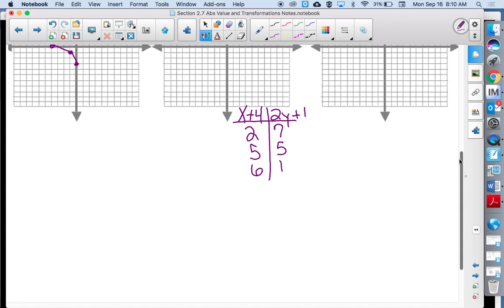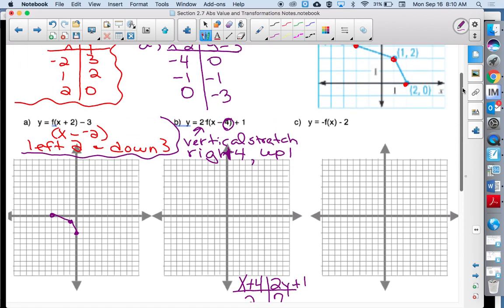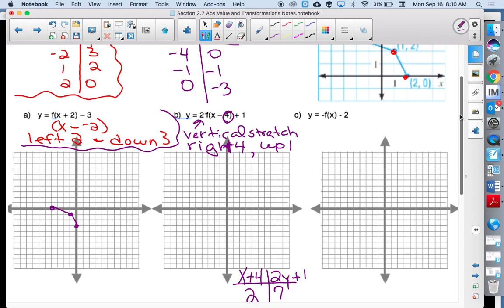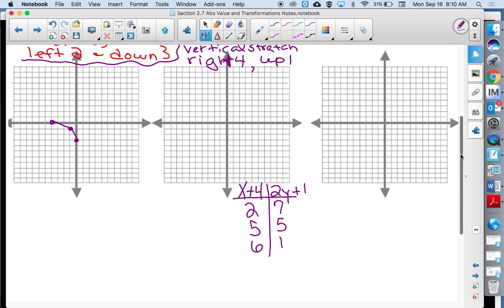Okay, so the y value, you're doubling it and then adding 1. So 2 times 3 is 6 plus 1. 2 times 2 is 4 plus 1. 0 times 2 is 0 plus 1. So check those values, make sure you have the same. So doubling the y and then adding 1. And then you're graphing those new points.